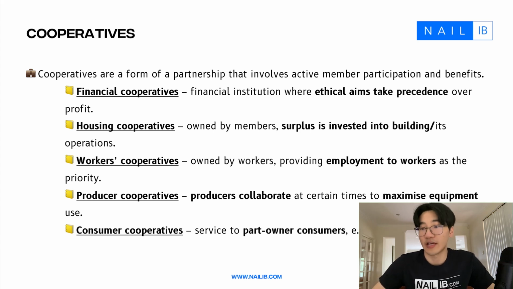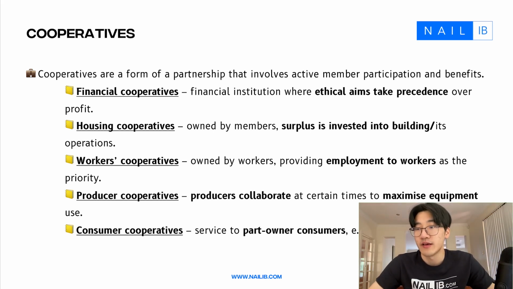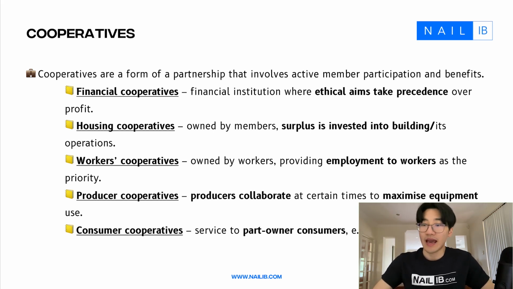Firstly, you have financial cooperatives. A financial cooperative is a financial institution where ethical or social aims are the foremost priority over profits. For example, credit unions are a type of financial cooperative that aim to lend money at lower rates of interest and provide other non-lending services at lower costs than you would typically expect at banks. Other types of financial cooperatives might provide finance or loans to members of the cooperative who otherwise might be unable to borrow money.